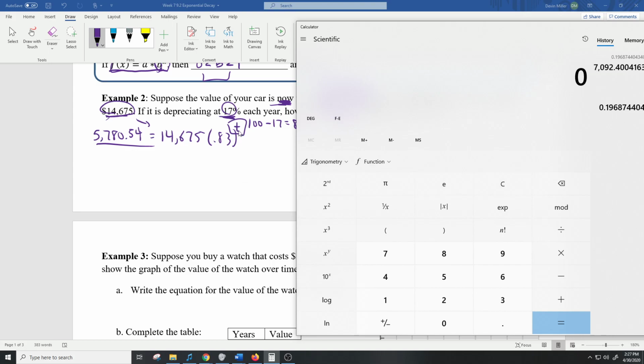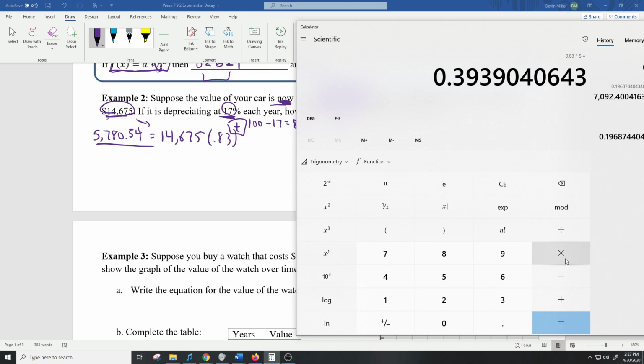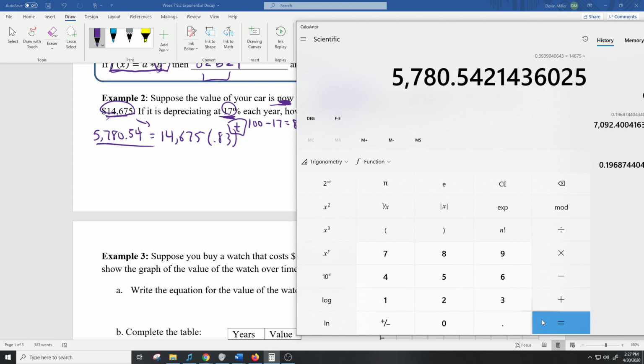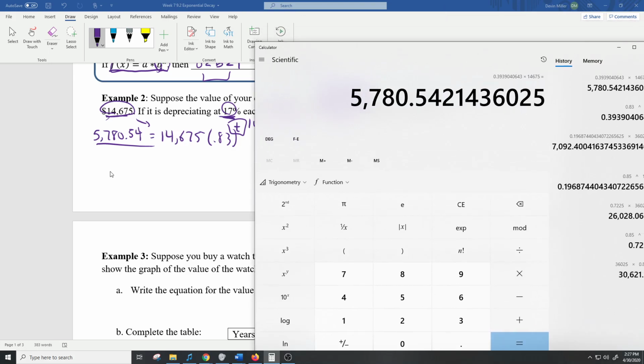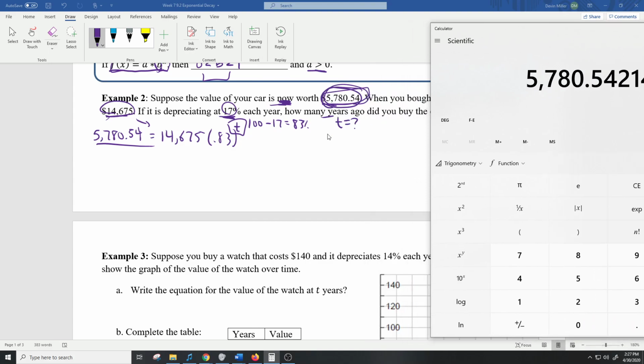So if I were to plug in 5 for t, it would look like this. 0.83 to the 5th power, because I'm guessing 5 years. And if I multiply that by 14,675, there, I get the number, 5,780. So it took 5 years.